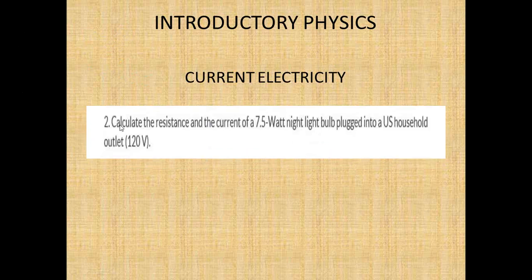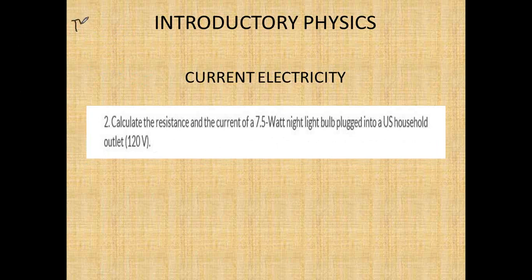All right. Question 2. Calculate the resistance and the current of a 7.5 watt night light bulb plugged in to a US household outlet. In the US, it is 120 volts. Okay, so they want you to calculate the resistance. So we want a power equation that has voltage and resistance. So we have 3 equations to choose from. All right, let's write them out again.